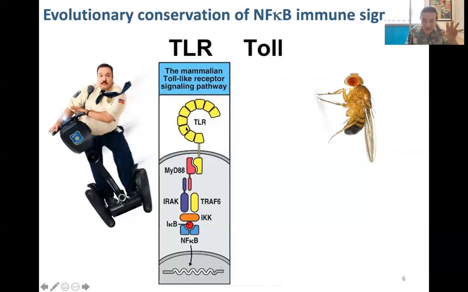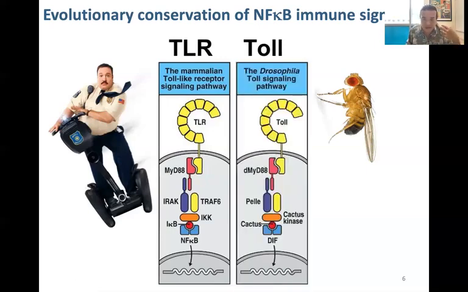So if this is how this complicated series of protein interactions works in our bodies, in the TLR, you might think, oh, I bet it's a lot simpler in the very primitive fly, right? That evolved hundreds of millions of years before we came along, right? So what does the original toll receptor pathway look like in a fly? It looks like this, right?